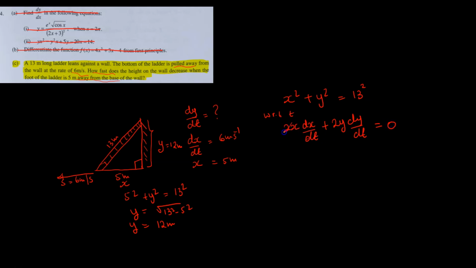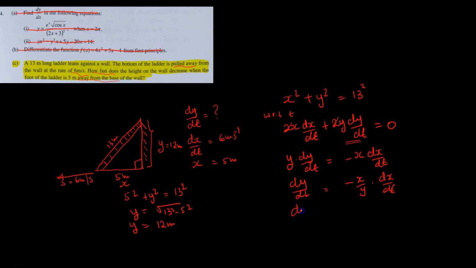Okay, we can simplify here and divide by 2 throughout, and then make this part the subject, because that is what we're after. So y dy dt then is going to be equal to minus x dx dt, which means dy dt is going to be equal to minus x over y times dx dt. Well, we have x, we have y now, and we have dx dt.